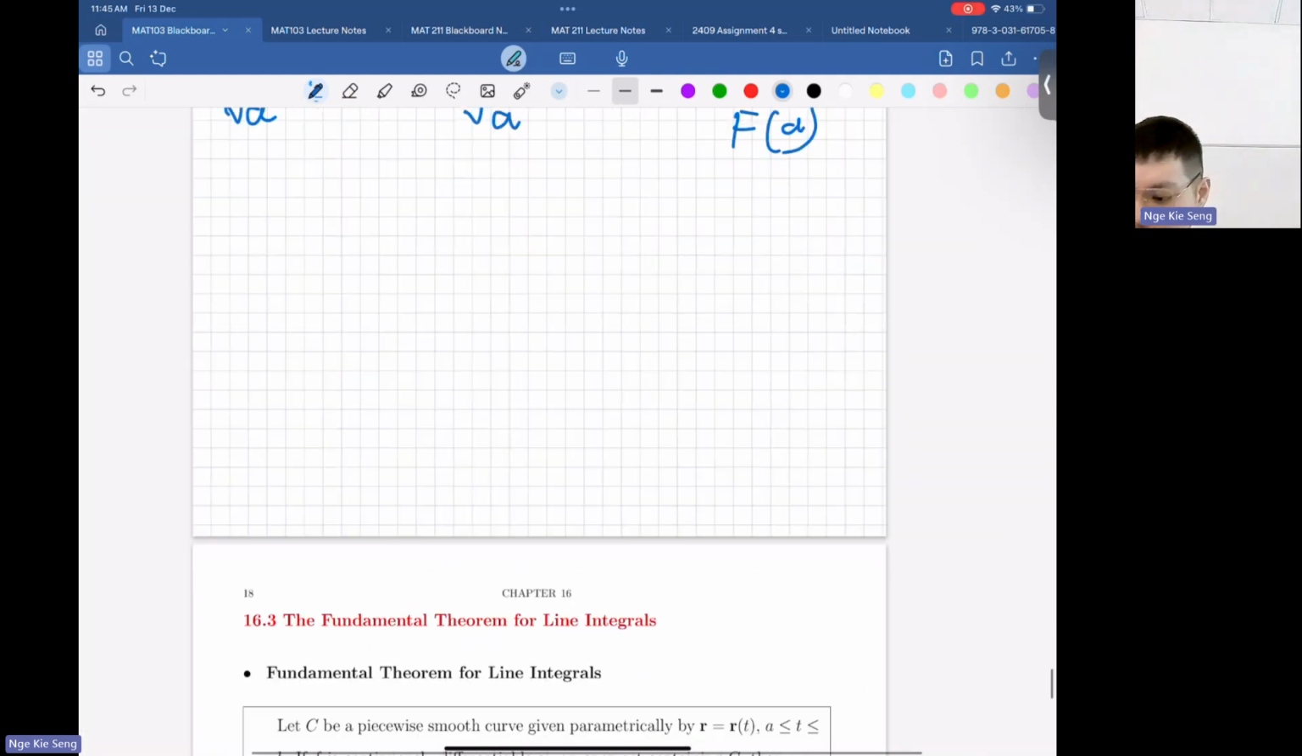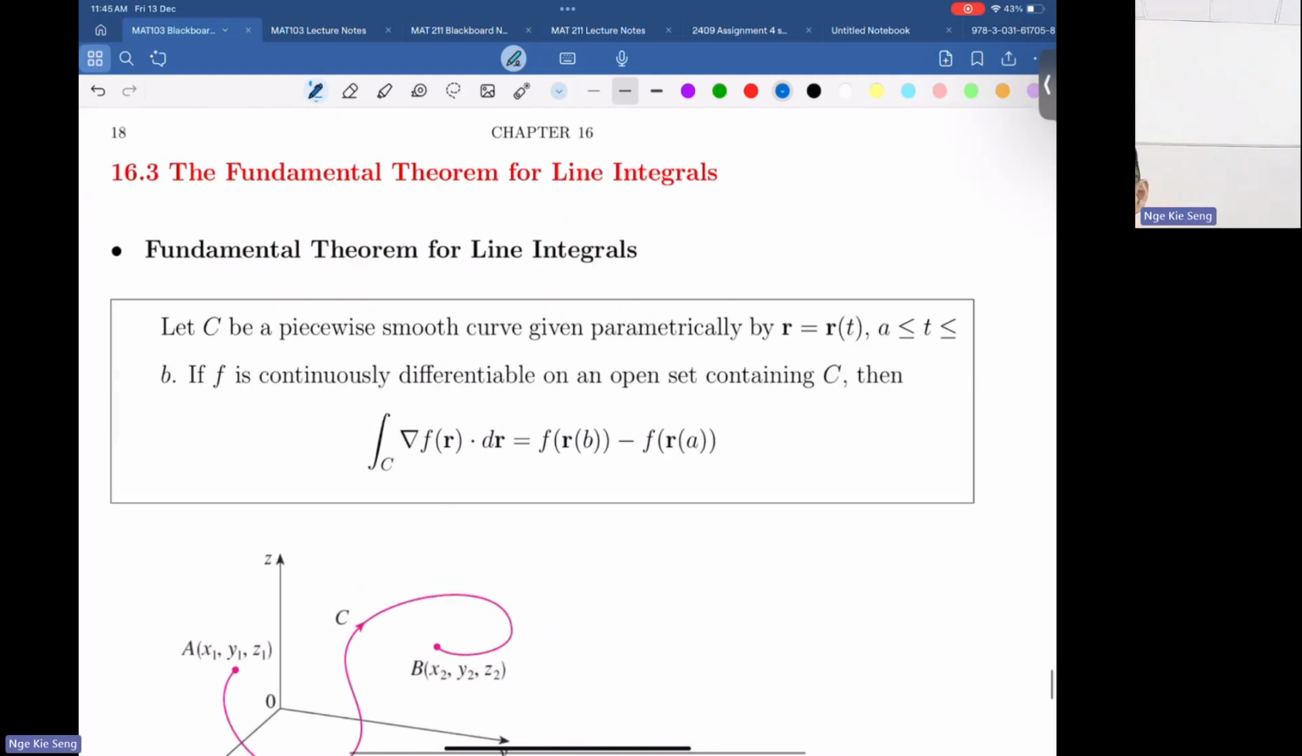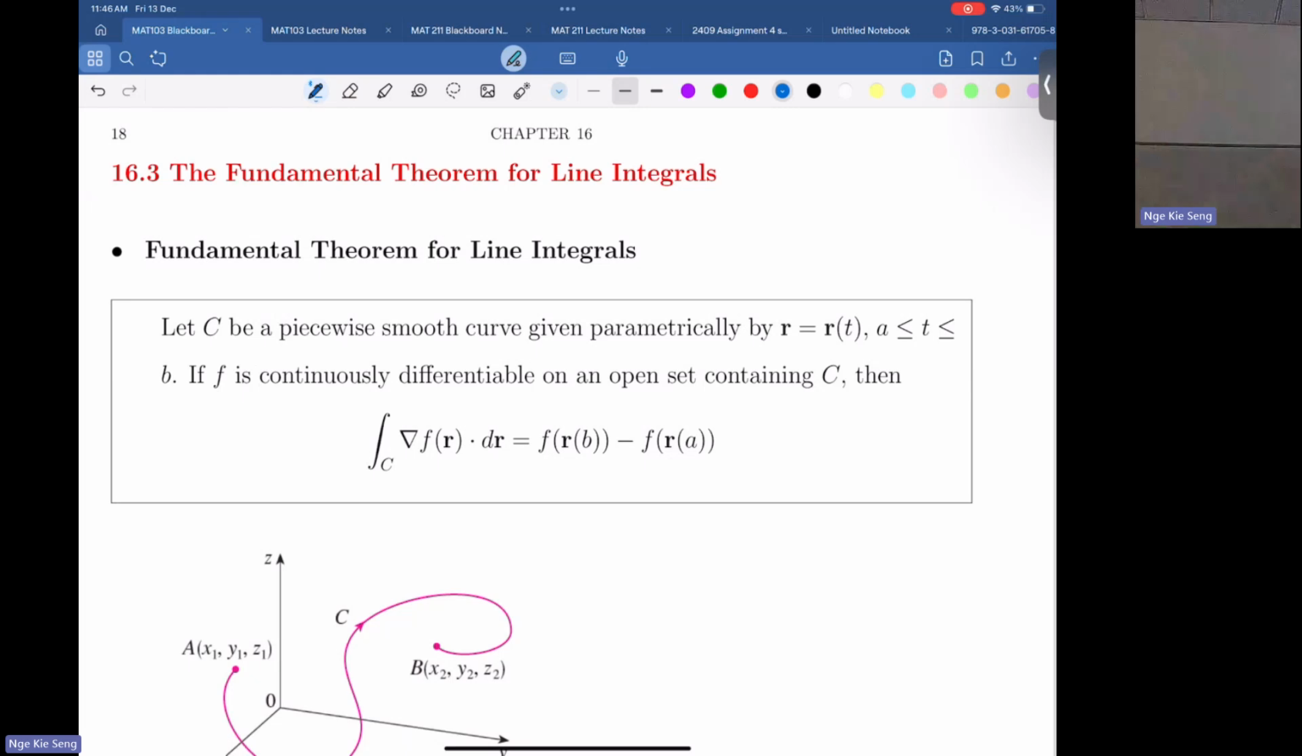So let's introduce the statement here. We have a similar theorem. If C is a piecewise smooth curve parameterized by r(t), and F is continuously differentiable on an open set that contains C. The open set here is a technical property; basically, you won't use it. We already discussed open sets last time. You can imagine there's an open ball containing this curve here.